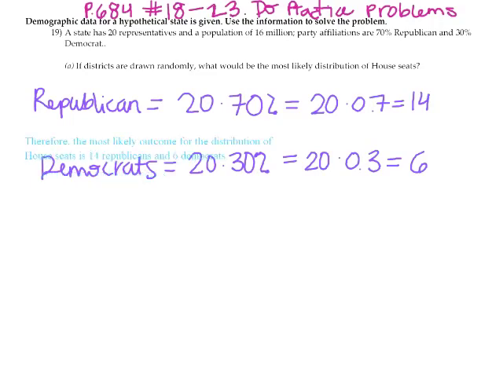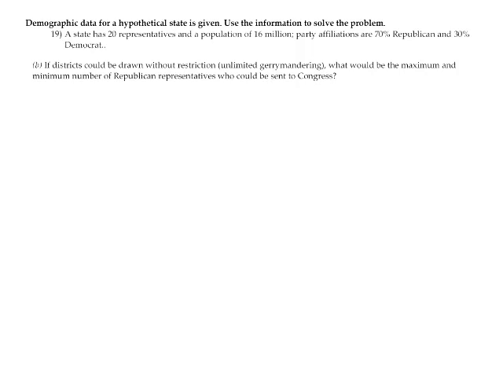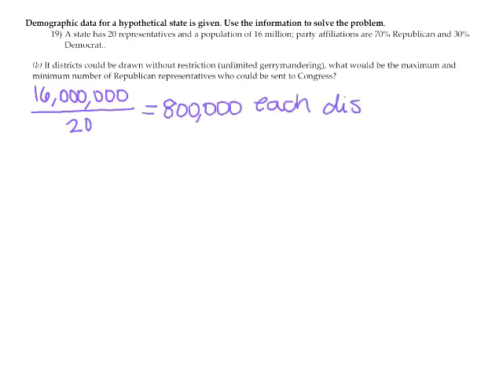Okay, so now we're going to move on to 19B. For 19B, we are told the following. If districts could be drawn without restriction, unlimited gerrymandering, what would be the maximum and minimum number of Republican representatives who could be sent to Congress? Okay, this problem is quite long, so let me walk you through it. We first need to calculate how many people will be in each district. To do so, we divide the population of 16 million by the 20 representatives. So we get 800,000 for each district.